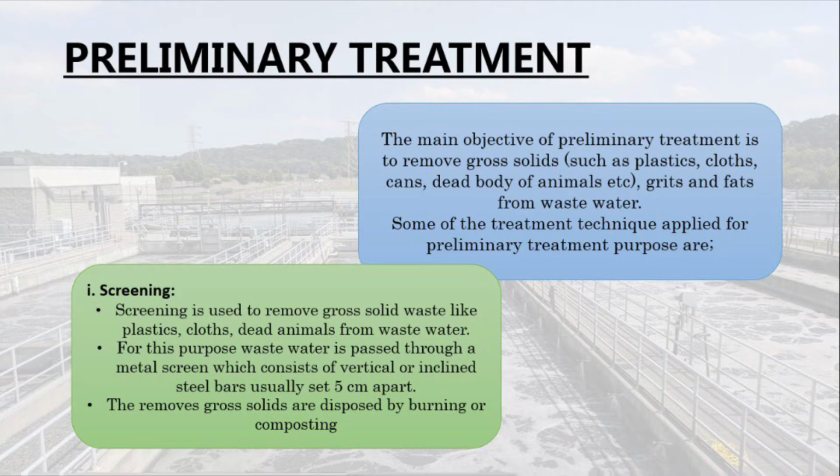The first thing is screening. Screening is used to remove gross solid waste like plastic, clothes, dead animals from wastewater. For this purpose, wastewater is passed through a metal screen which consists of vertical or inclined steel bars, usually set 5 cm apart. The removed gross solids are disposed of by burning or composting.